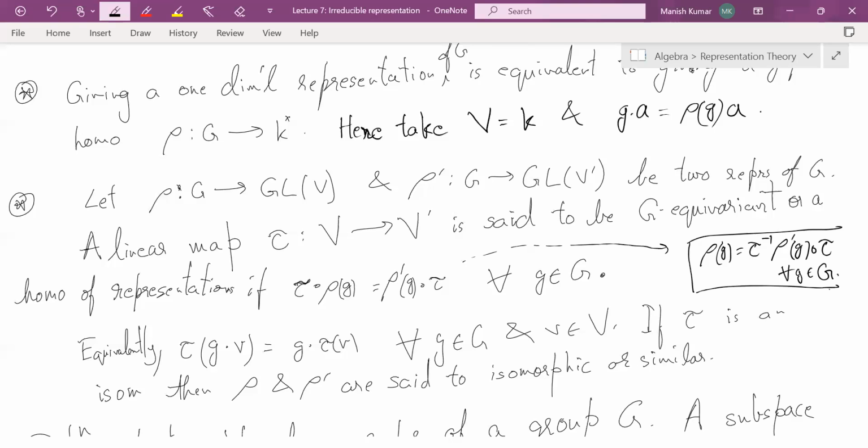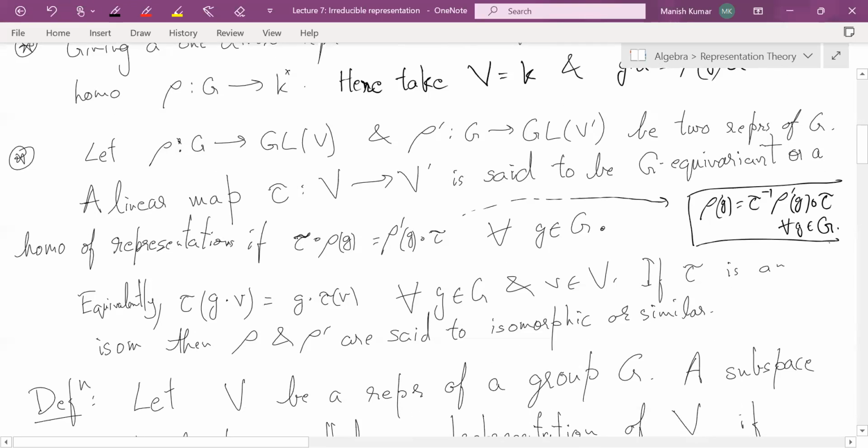So I hope this is clear. This you must have seen in linear algebra, so I'm not trying to overdo things here. Any questions? Okay.